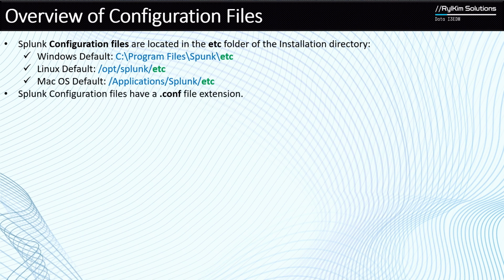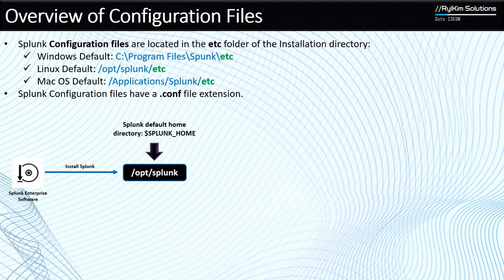Another thing to note with configuration files is that they're always going to have a .conf extension. Let's now try to break this down just to get more understanding. Let's suppose that we have a Linux installation. We have our package, we've done our Splunk installation, and our Splunk home, which is the default in this case, is going to be opt/Splunk. That's really our Splunk home for Linux.